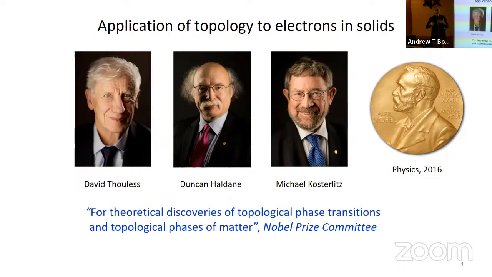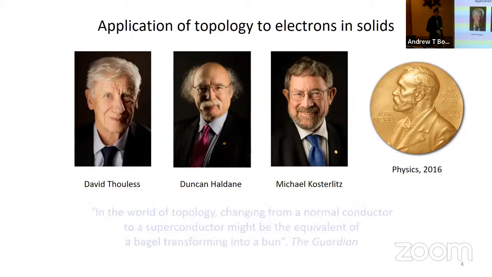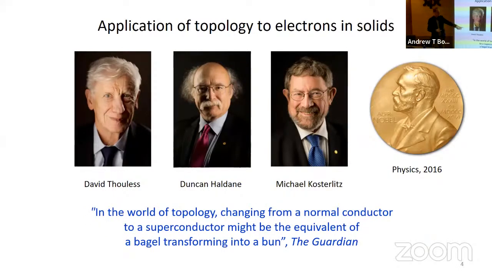Some Nobel Prizes are easier to explain to the general public than others, and people had no idea what this meant. In fact, The Guardian, which is a national newspaper in the United Kingdom, tried to explain this in a simple way by saying that in the world of topology, changing from a normal conductor to a superconductor might be equivalent to changing a bagel into a bun. And still nobody had any idea what this was all about. So it is actually a difficult field to explain to non-experts.